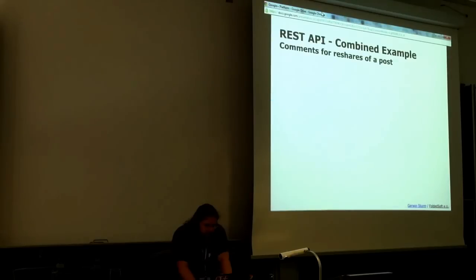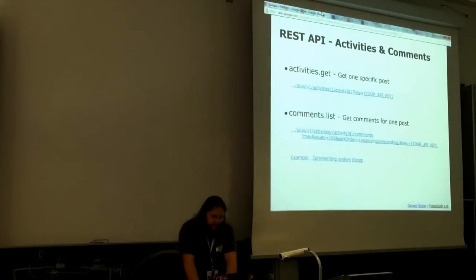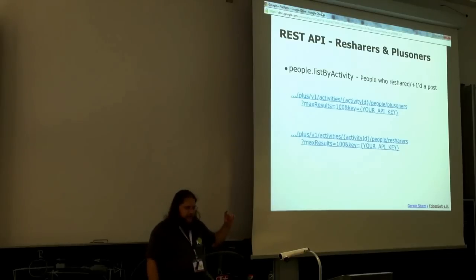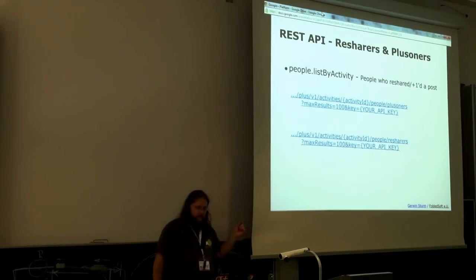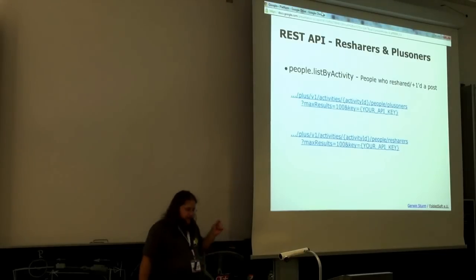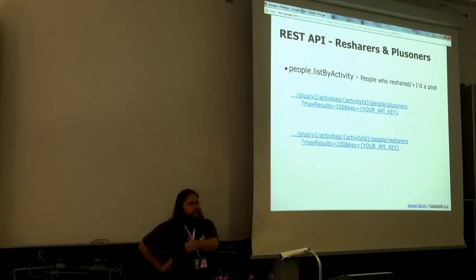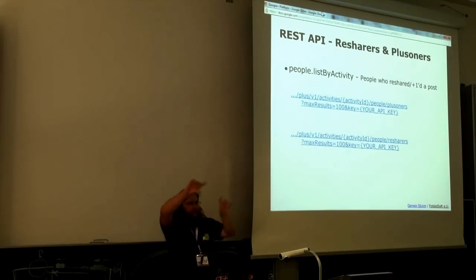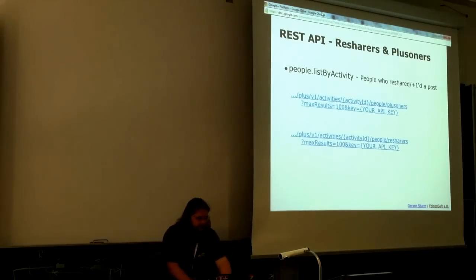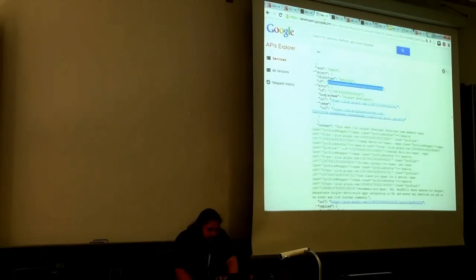So, list by activity. As I said before, you can also request people who +1'd or reshared a post. One topic that's been interesting to many people is that I can access who reshared my post, but I don't get the direct link to the reshare. I don't know how many know this ripples diagram, which shows the person and the people who reshared. I'm just going to show this quickly.